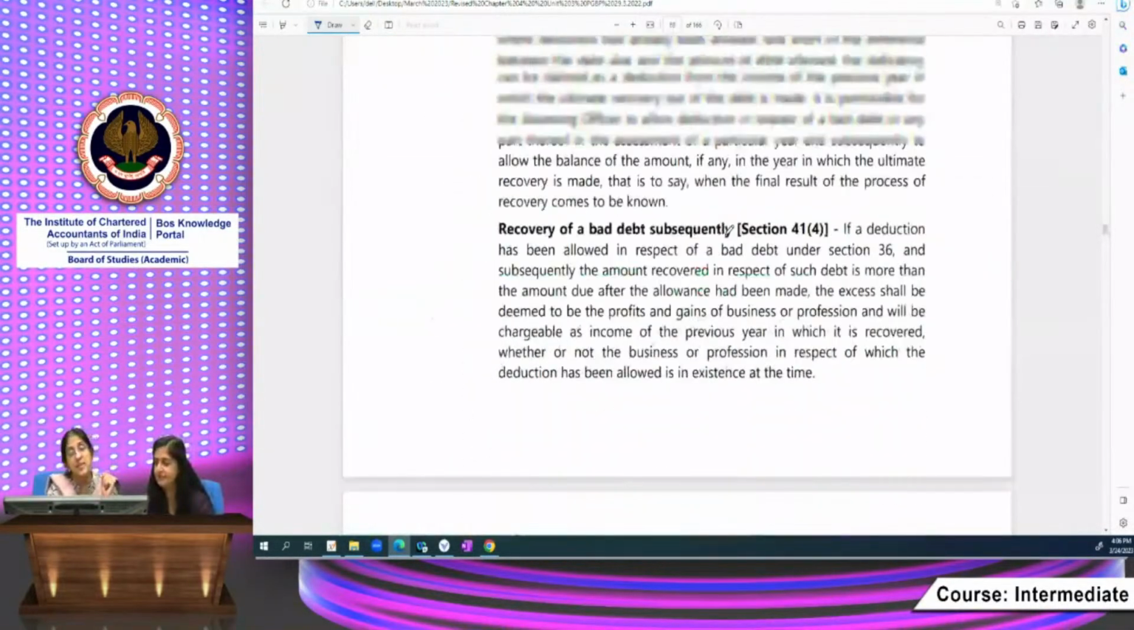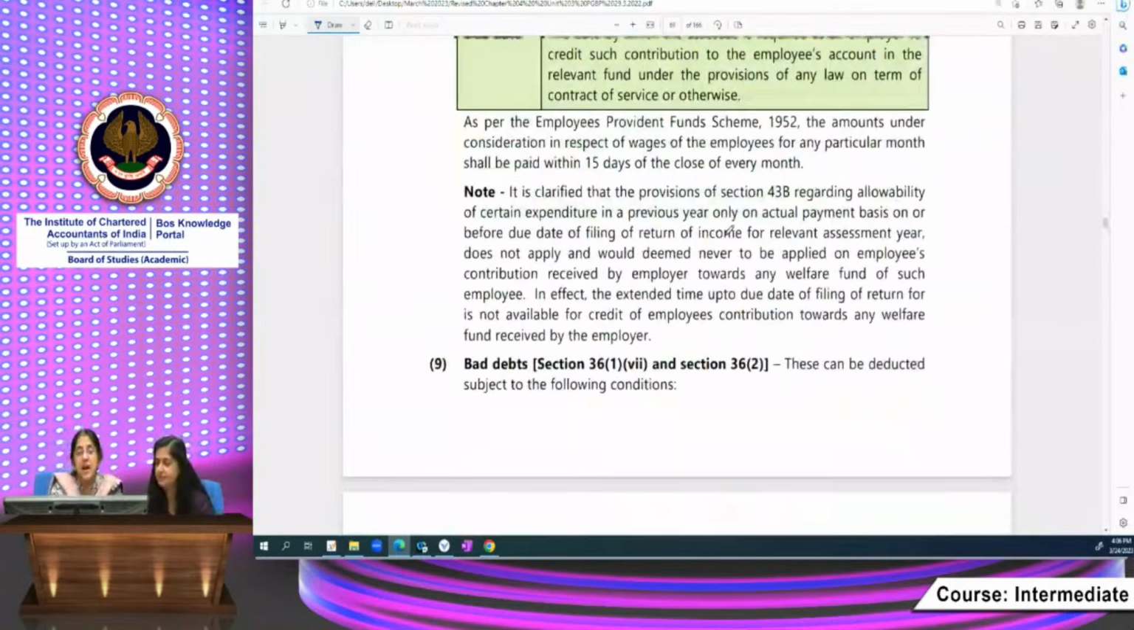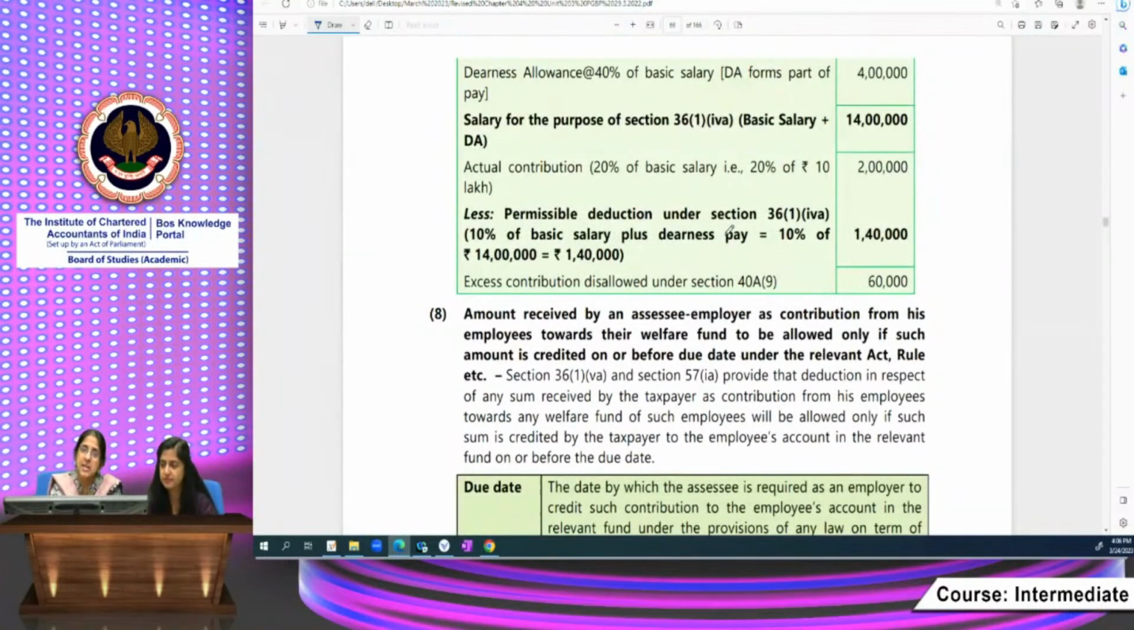One other thing, family planning expenditure. Family planning expenditure is allowable as deduction only for company assessees. For an individual assessee, it's not allowable as deduction. So if that has been debited to the statement of profit and loss account, you have to add it back because it's disallowed in the case of an individual assessee.